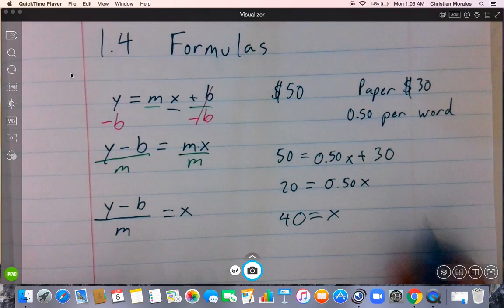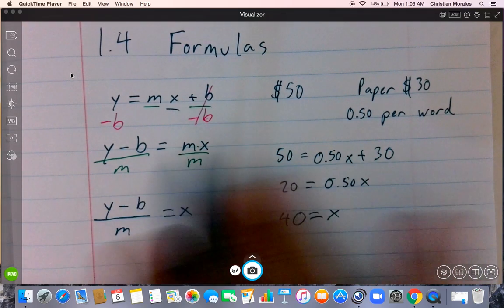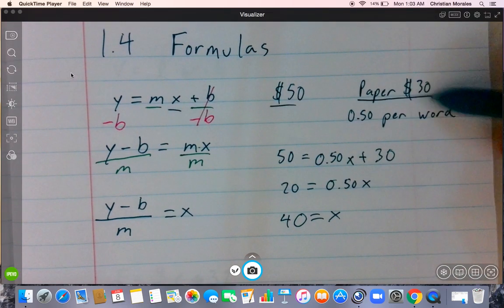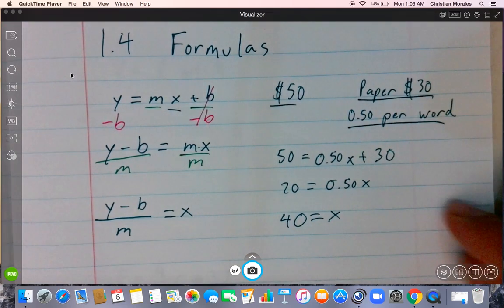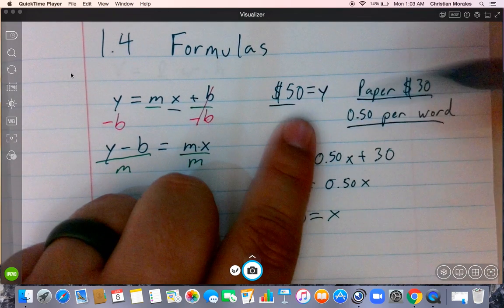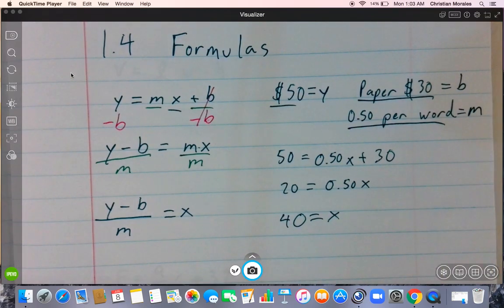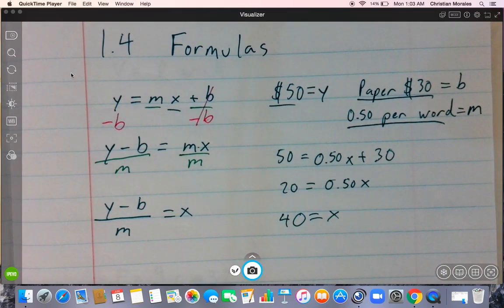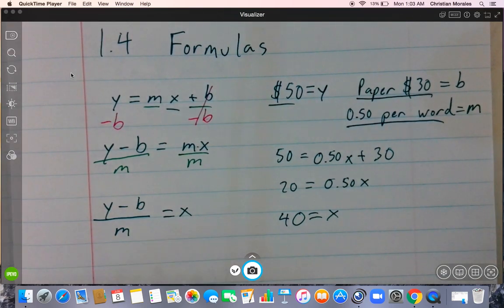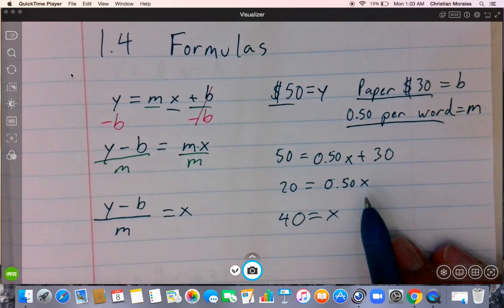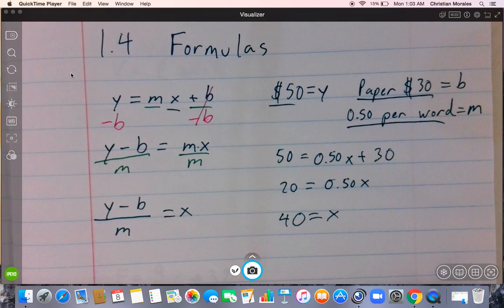Okay, so you can use the formulas to help you solve word problems, but whenever you look for the information, you have to know where to plug it in. So that was y, this was b, this was m. Okay, so when you read a word problem, just identify what numbers they're giving you and where you can plug them into the formula, and then you can do what you did here, inverse operations to solve, which is how I got this answer. Okay?